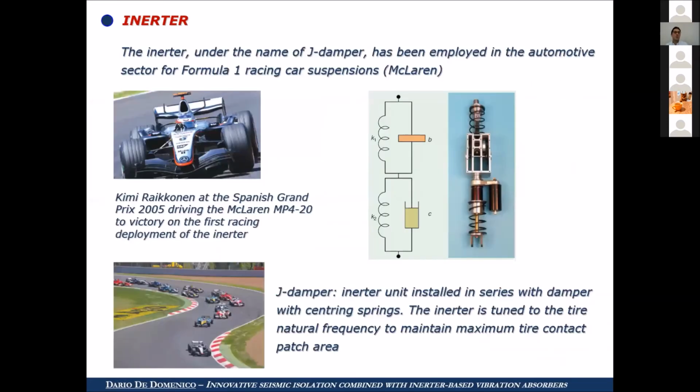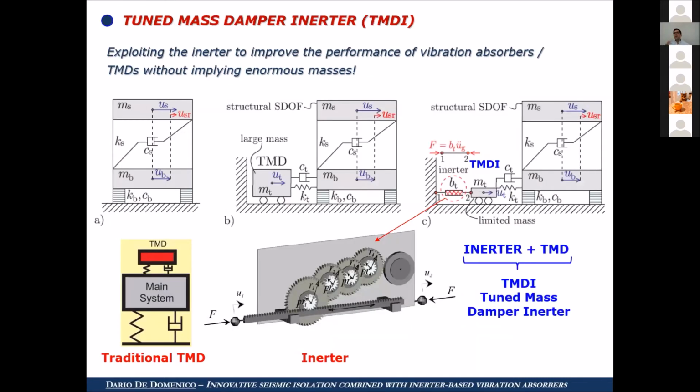So this device was largely used in the automotive field to realize effective suspension systems. For example, the McLaren driven by Kimi Raikkonen in 2005 mounted this kind of suspension that is called the J-damper, which is nothing but an inerter in parallel, in series with a spring and dashpot. So our idea is to exploit the inerter for structural vibration control.